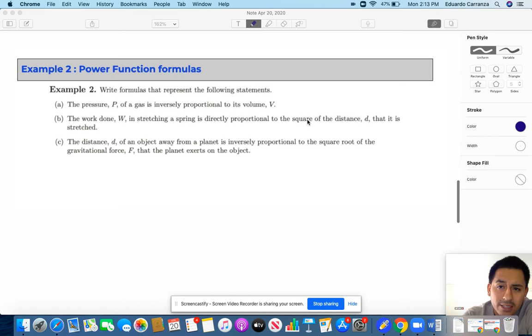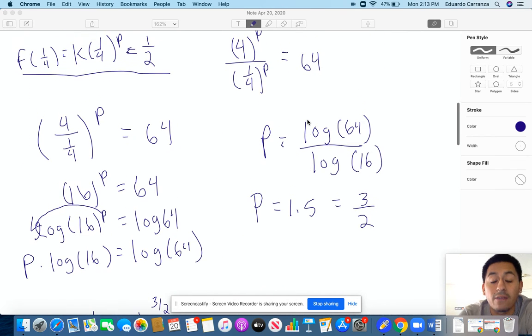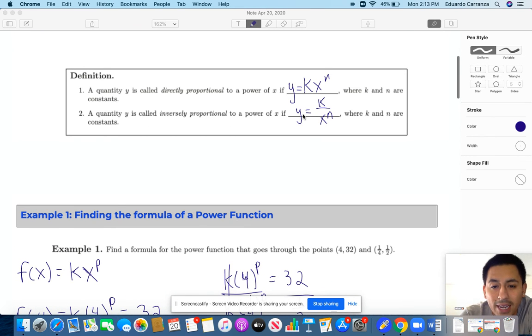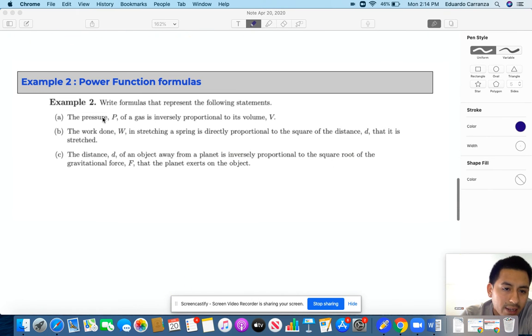Let's go back to our definition so we can remind ourselves how a power function that is inversely proportional will look. It has this format: y is equal to k divided by x to the power of n, where y and x are the quantities that we are relating to one another. Here, we're relating the pressure of a gas to its volume. So pressure is going to be our output quantity, and volume is going to be our input quantity.